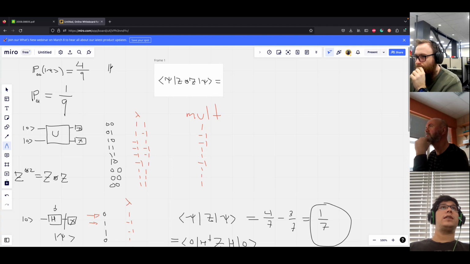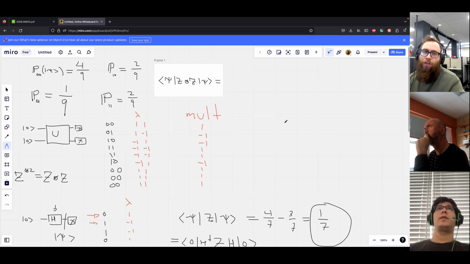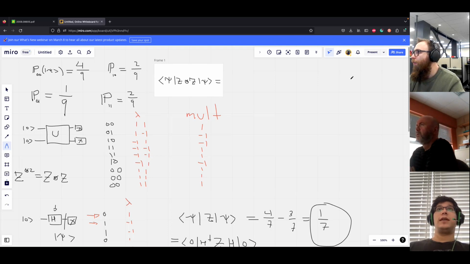Now the probability of measuring 1, 0 is something over 9. So it's 1, 2 times. And the probability of measuring the 1, 1 is what? 2 out of 9. Okay. Now, this expected value, we decompose it as a sum over all the possible measurement outcomes. So that corresponds to the different lambdas that we can obtain.